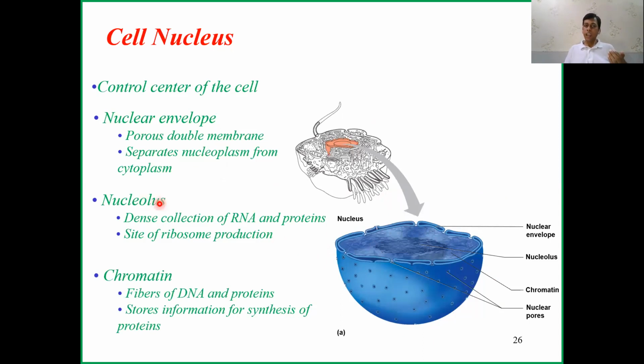Okay, and there is the nucleolus. Okay, the nucleolus is the dense collection of RNA and protein, and it is the site of ribosome production, which decides the functioning of this nucleus, you can say. And the chromatin, which is fiber of DNA and protein, stores information for the synthesis of protein, and it is part of the gene. So our genetic mapping is inside the nucleus.